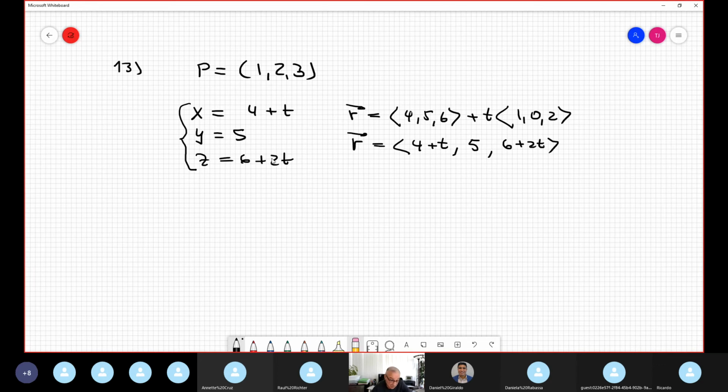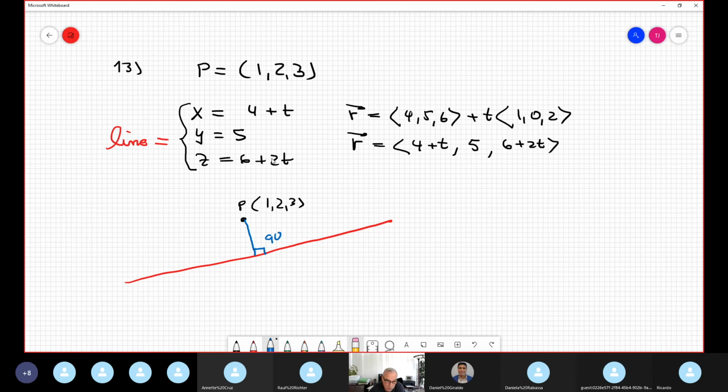So what is the idea? The idea is the shortest distance. What I mean by shortest distance is the distance between, look, we have a point. Let me try to make a sketch. This is the point 1, 2, 3. We have a line, hypothetical, like that. I need to find the shortest distance. Okay, not good. The shortest distance is perpendicular, 90 degrees.